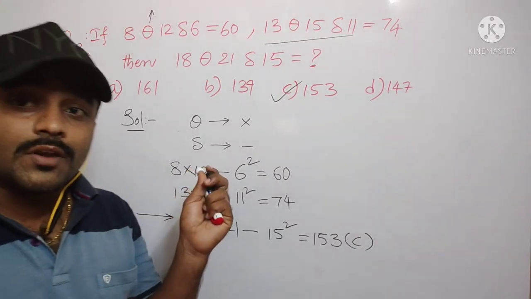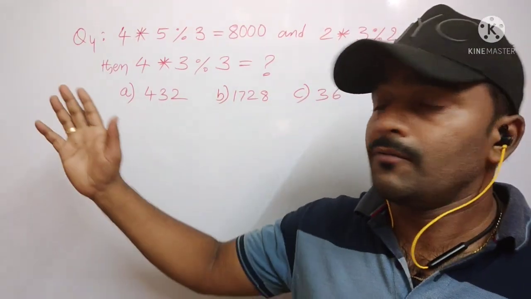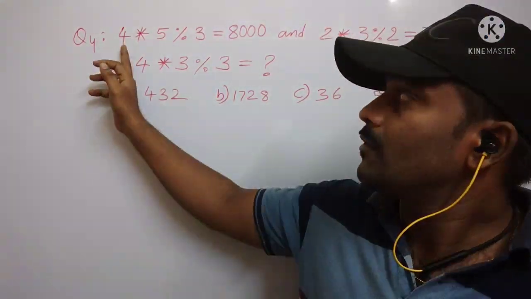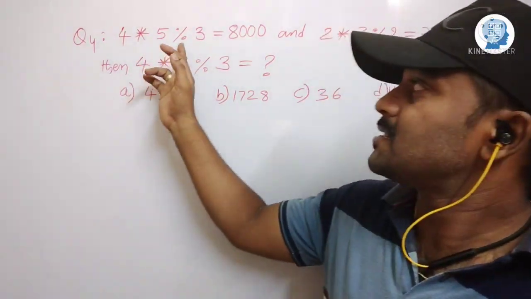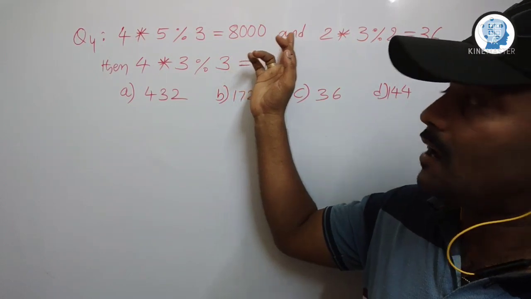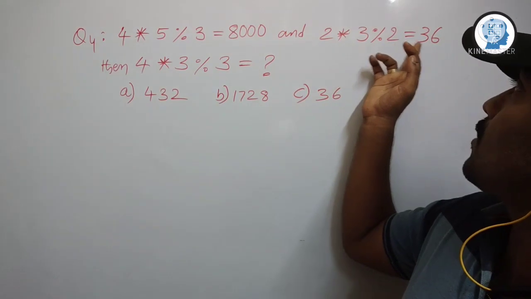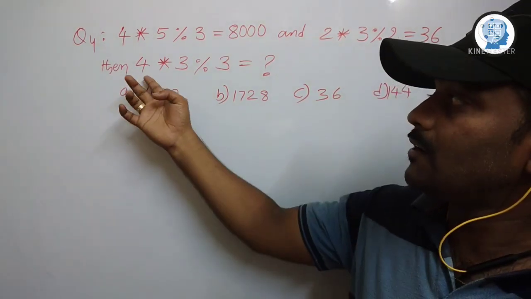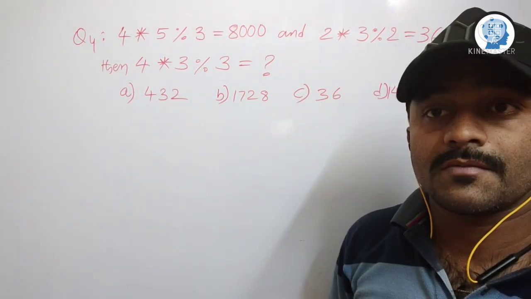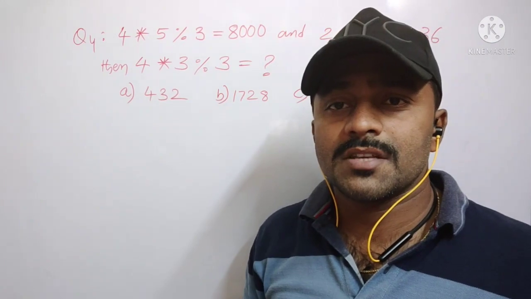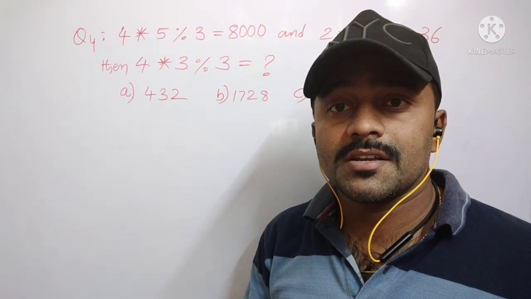Now another problem we have. See the another problem. Here we have problem 4. Question number 4. 4 star 5 percentage 3 is equal to 8000, and 2 star 3 percentage 2 is equal to 36. Then we want to find the value of 4 star 3 percentage 3 is equal to how much. So here two different symbols are given, star and percentage, and some numbers. So you have to find out the logic involved.